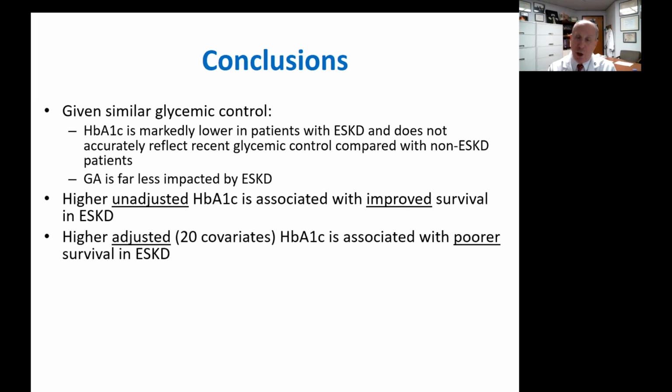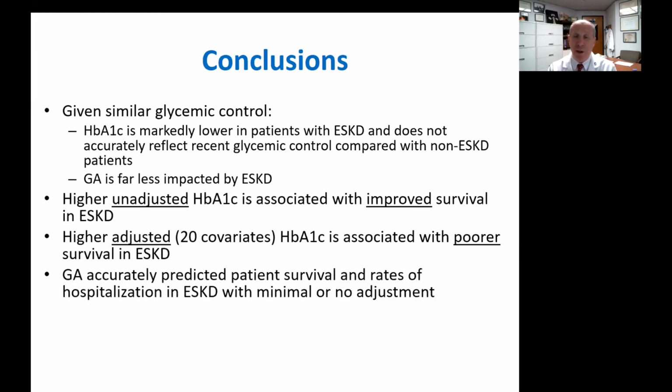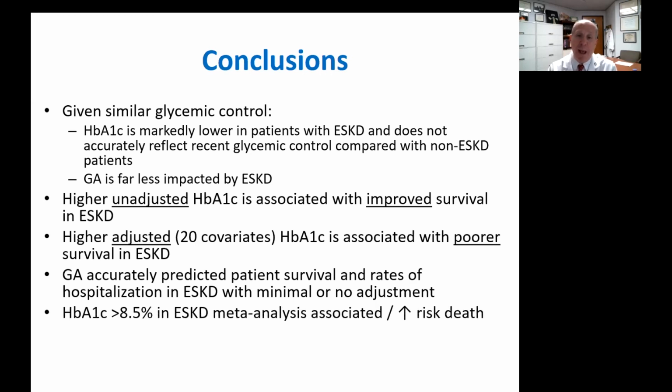An adjusted hemoglobin A1C, which by the way took 20 covariates that are not covariates we have readily available to us, then is associated with poorer survival in dialysis. It's just that we don't have access to those adjustments on a quick scale. So the unadjusted A1C is what you get, and you have to make a decision based on that. The glycated albumin accurately predicted patient survival and rates of hospitalization in end-stage kidney disease with minimal or no adjustment, and we showed this in a prospective longitudinal follow-up study in a large dialysis program. And in the meta-analysis, a hemoglobin A1C over 8.5% was associated with an increased risk of death.